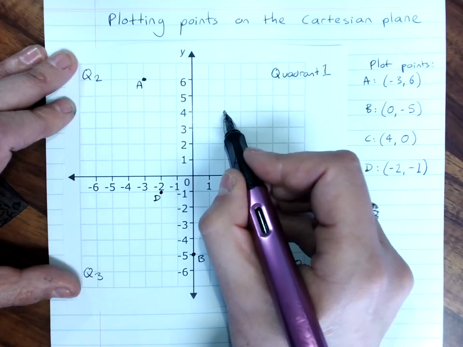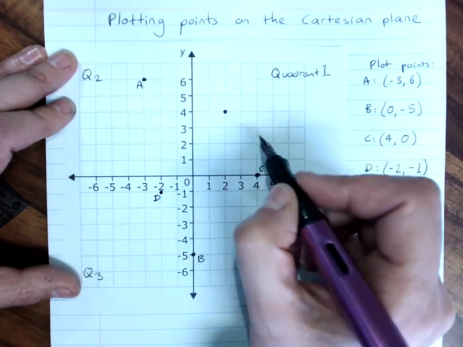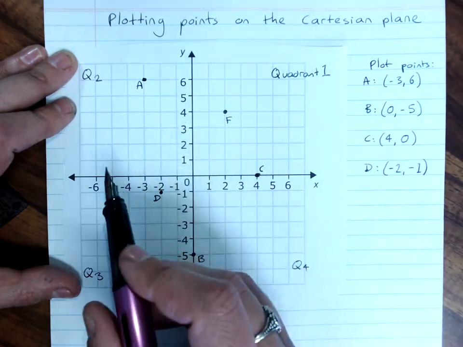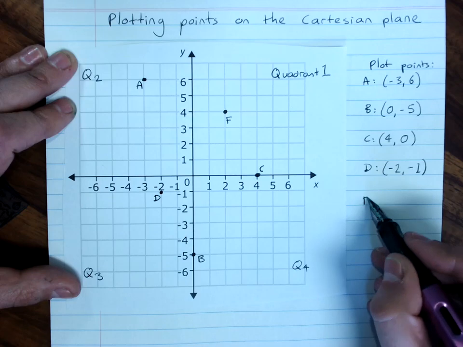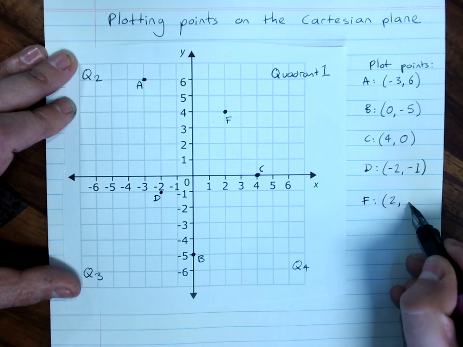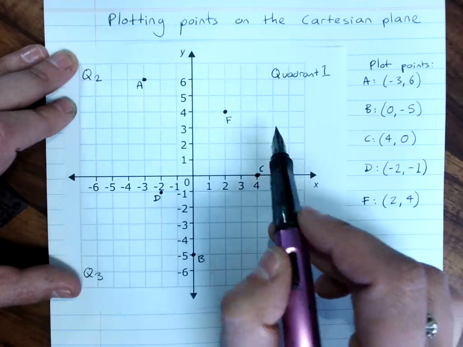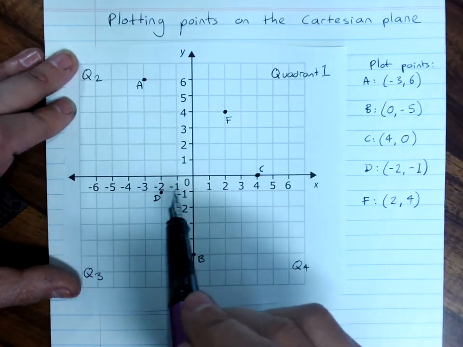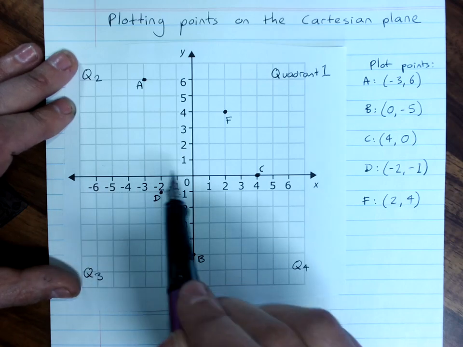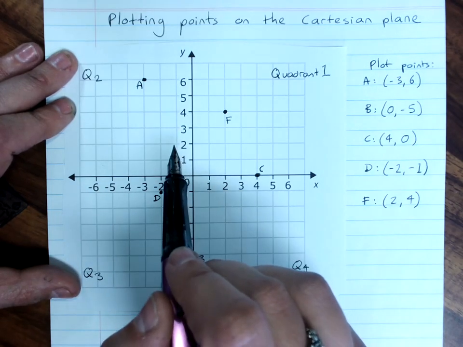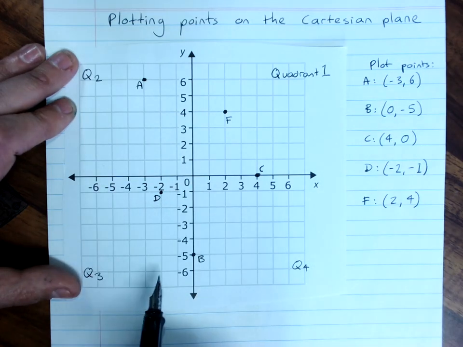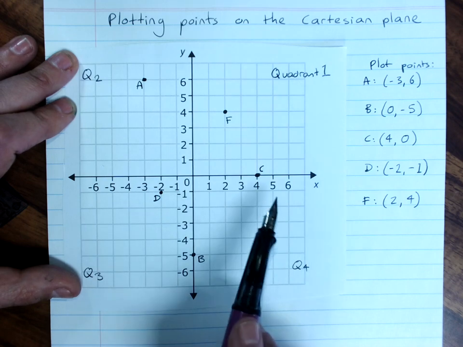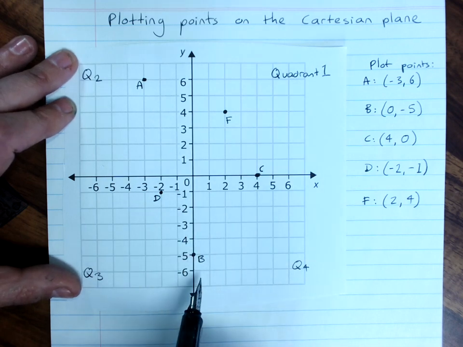Now any point in quadrant 1, for example this point here, F, F's coordinates are 2, 4. You'll see that both of its coordinates are positive. Anything in quadrant 1 will have both its coordinates positive. Anything in quadrant 2, its x coordinate is negative, its y coordinate is positive. Quadrant 3, any points in here, both their coordinates are negative, such as point D.